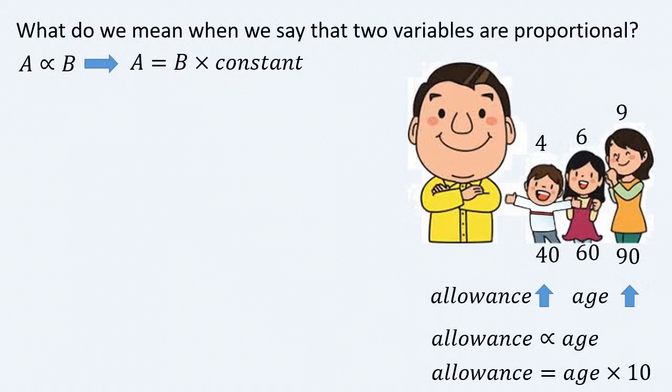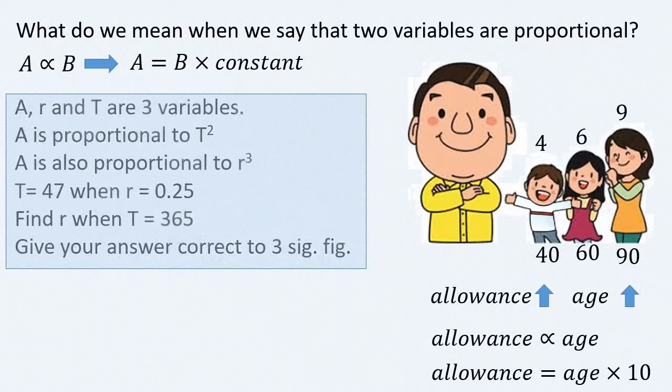Let's try and apply this to an IGCSE exam question, which says that A, R, and T are variables. A is proportional to T squared. A is also proportional to R cubed. T is equal to 47 when R is equal to 0.25. Find R when T is equal to 365. Give your answer correct to 3 significant figures.